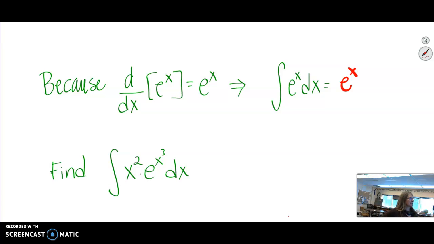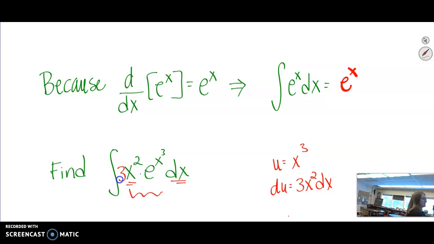Okay, so we're going to find the antiderivative of x squared times e to the x cubed. We don't have a product rule that we can use, so what we're going to do is use substitution. We're going to let u equal the exponent x cubed, because I'm looking ahead, looking for this pattern. If I find du, I get 3x squared dx, and I have an x squared dx, I need a 3. I can put a 3 here, which means I need a 1/3 out here.